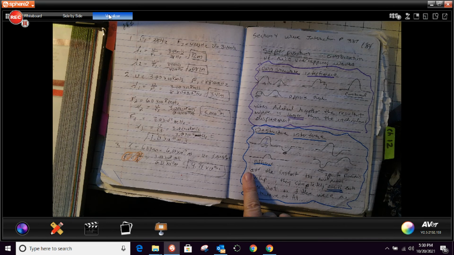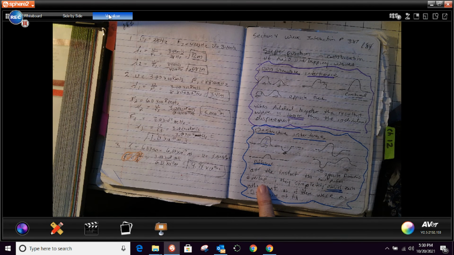And it says that at the instant the two pulses overlap, they completely cancel each other out, as if the waves were not disturbed at all or actually interfering with each other.